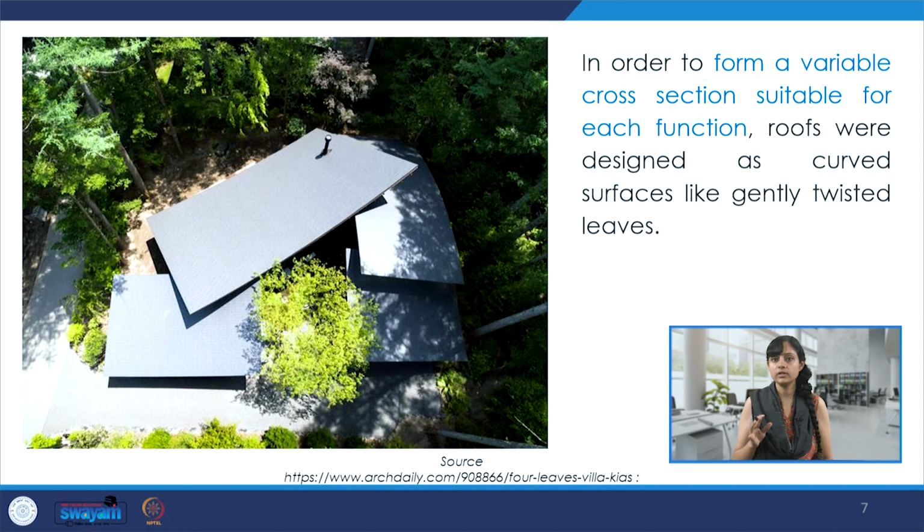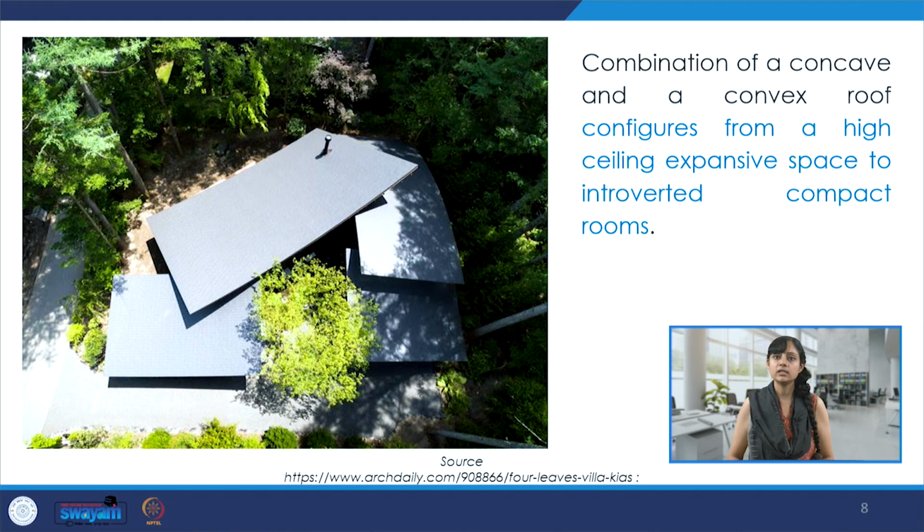What you see over here, interestingly, is that there are roofs which are designed as curved surfaces, like gently twisted leaves. And this gives a very interesting form to the overall built form. There is a combination of concave and convex roofs that we see over here. Overall it is very interesting and full of mystery. Until and unless we are in the space, it's difficult to understand whether it's compact or expensive. But the overall form itself is quite mysterious and interesting.